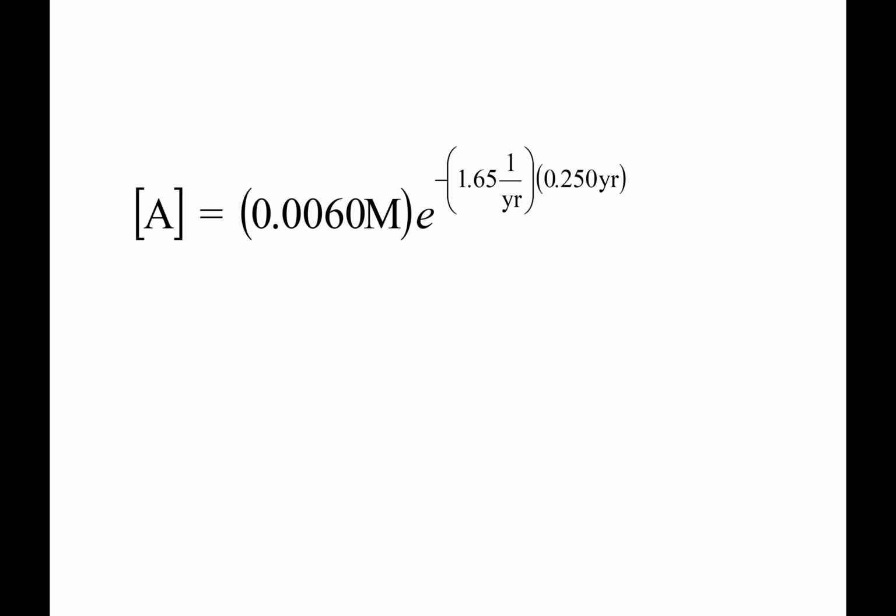All right, so it looks like this, substituting in. We have the molar concentration at time T is equal to the initial molar concentration, 0.0060 moles per liter, times e raised to the negative kT. K was 1.65 per year, and T was 0.25 years. Notice units of years cancel, which is great. You should come up with a nice, round, beautiful number. Round to 2 sig figs, given that time, your molar concentration will be 0.0040.